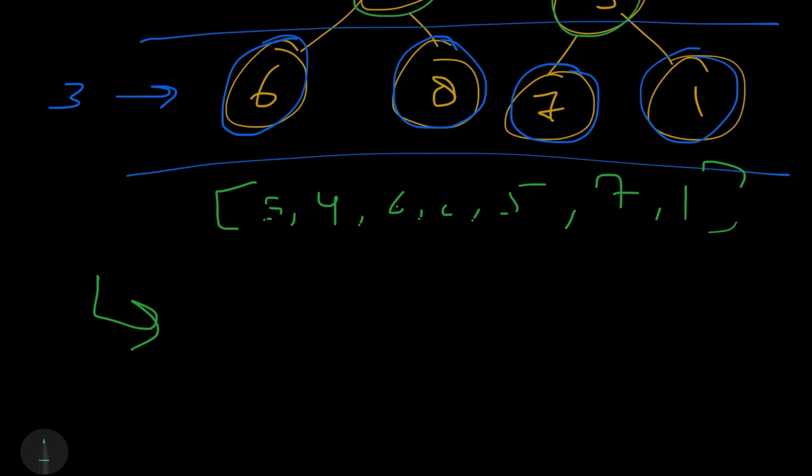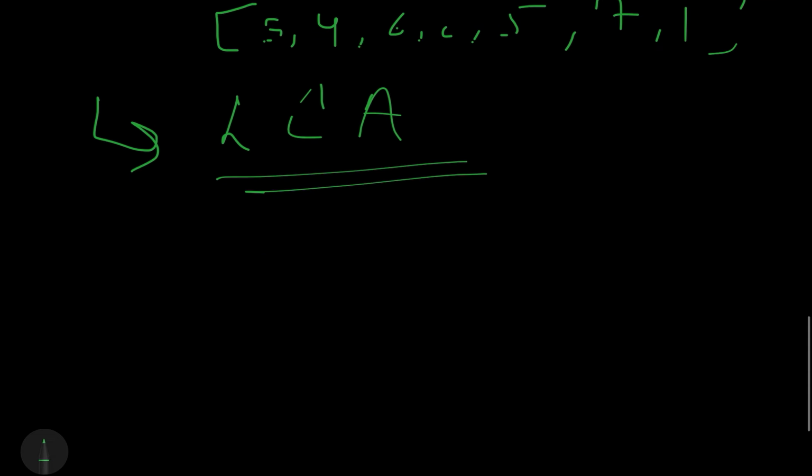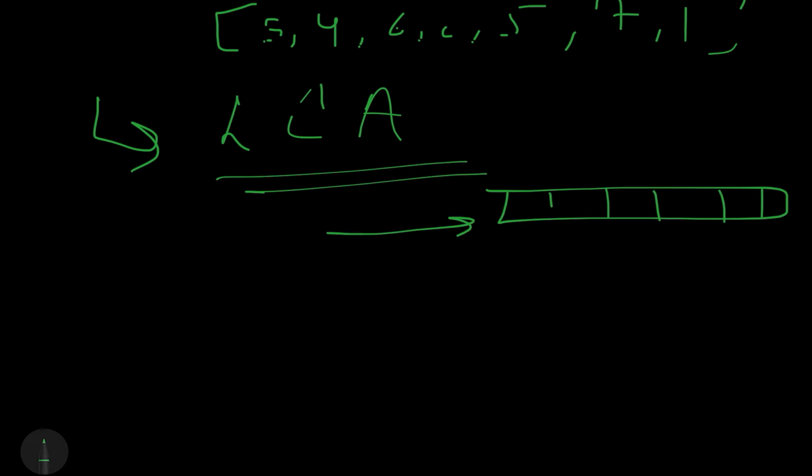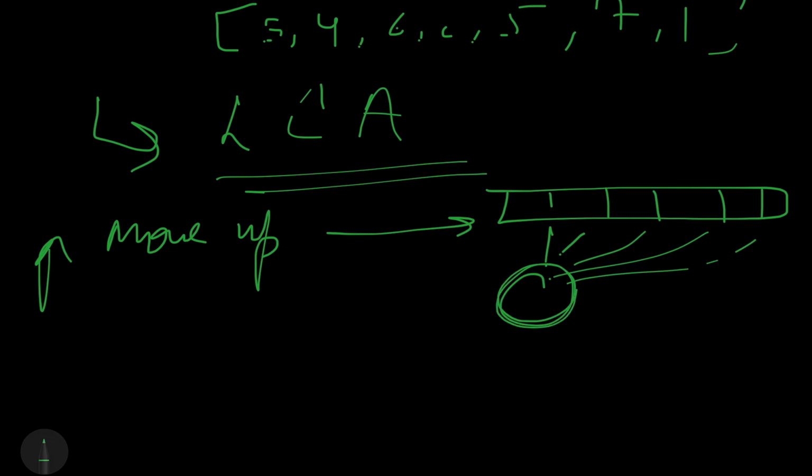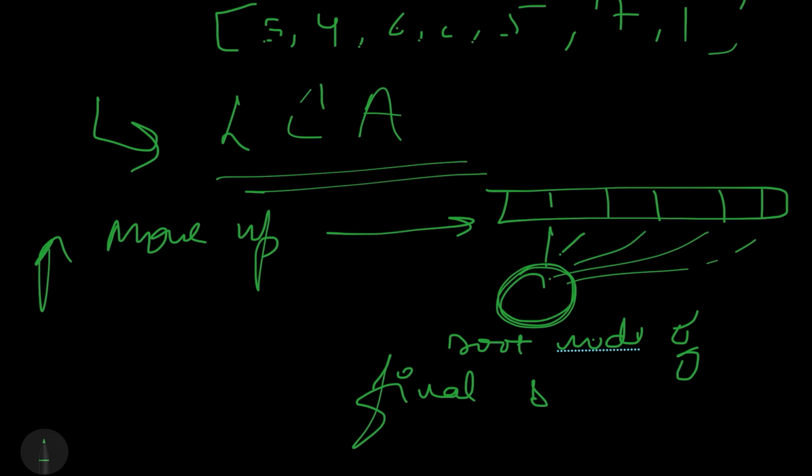This is known as LCA. What is LCA? It is lowest common ancestor. Now once we have the list which has all the deepest nodes, we'll move up and see where all these nodes meet. And where all these nodes meet would be the root node of our final subtree, which we have to return.